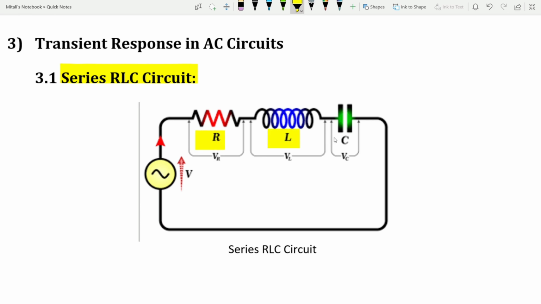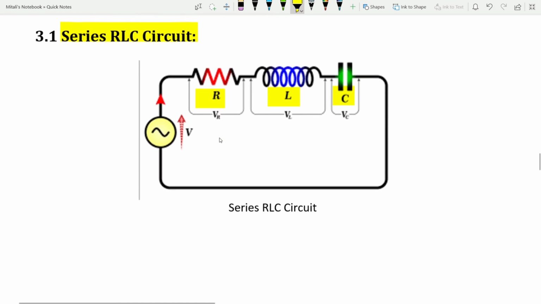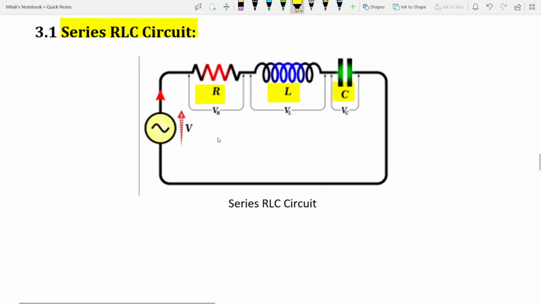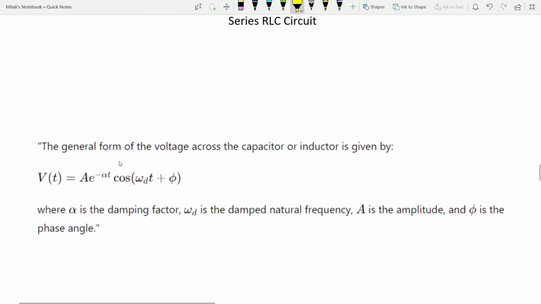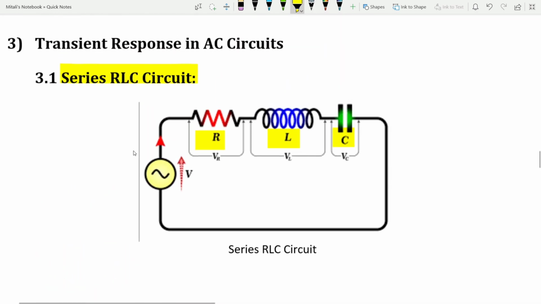So the section is the RLC circuit. We can see a series RLC circuit. In a series RLC circuit, the transient response is more complex due to the interplay between the resistor, inductor and capacitor. The voltage and current can oscillate before reaching a steady state. We can see the diagram of the series RLC circuit.